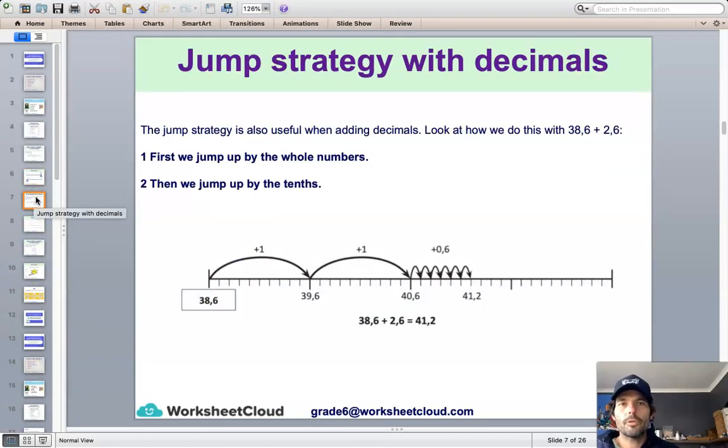Okay, we can also use the jump strategy with decimals. And I personally find this very helpful, because often when we work with decimals, it's difficult for us to visualize the decimal components, like the tenths or the hundredths. And the jump strategy makes it quite nice and easy to visualize and understand. Again, we first jump in the whole numbers. So you can see in the example 38,6 plus 2,6. First we jump 2 places for the 2 units in 2,6, and then we jump the individual tenths, which is 0,6, and that gives us an answer of 41,2.